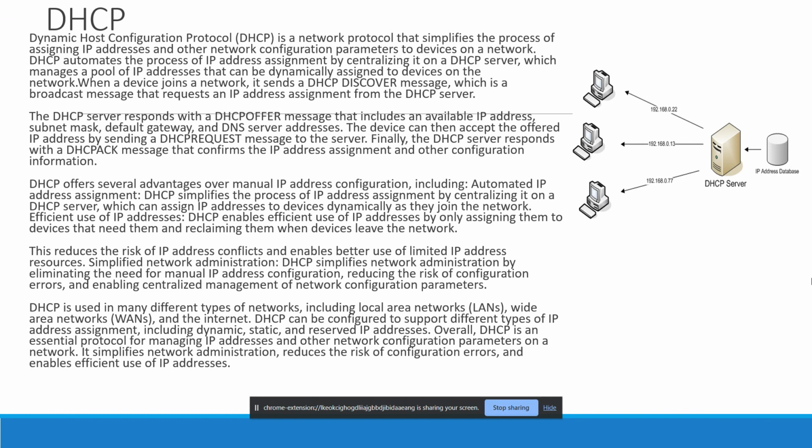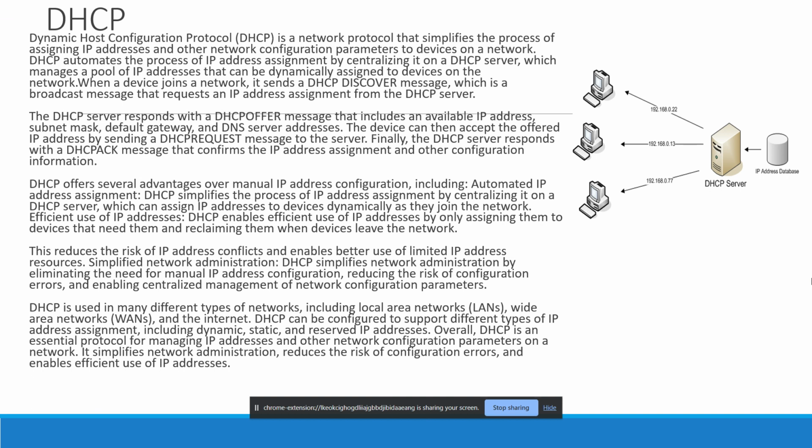DHCP also offers several advantages over manual IP address configuration, including automated IP address assignment. It simplifies the process of IP address assignment by centralizing it on the DHCP server, as has been discussed before. Efficient use of IP addresses is also enabled by DHCP, as it only assigns them to devices that need them and reclaims them when devices leave the network. It reduces the risk of IP address conflicts and enables better use of limited IP address resources.